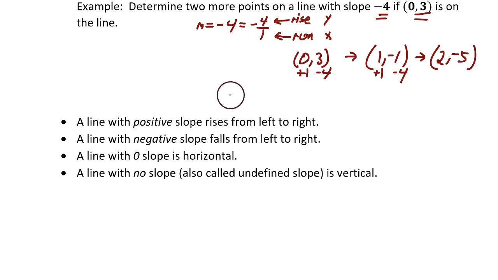A line with positive slope rises from left to right. A line with negative slope falls from left to right. A line with 0 slope is horizontal. And a line with no slope, or your Algebra 1 teacher may have called this an undefined slope, is vertical.